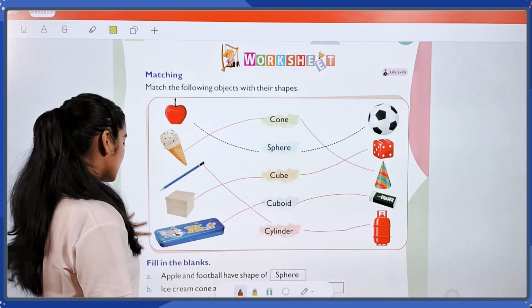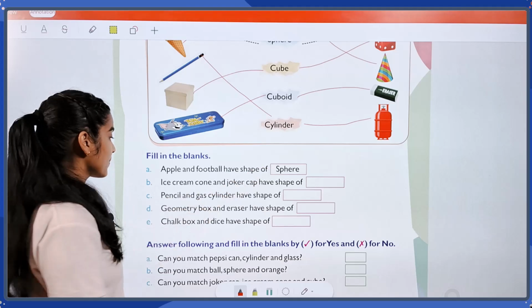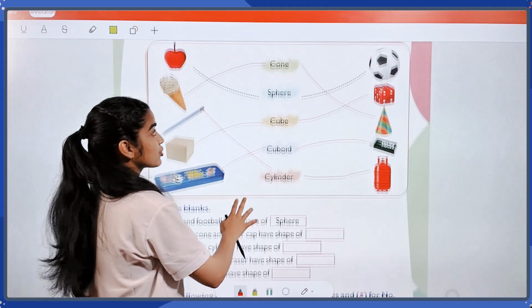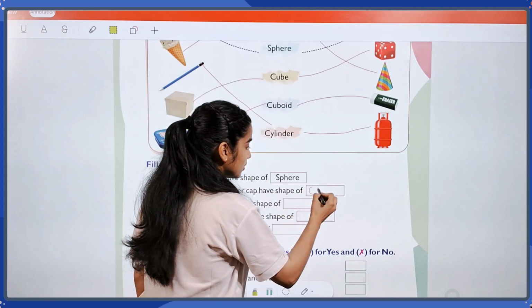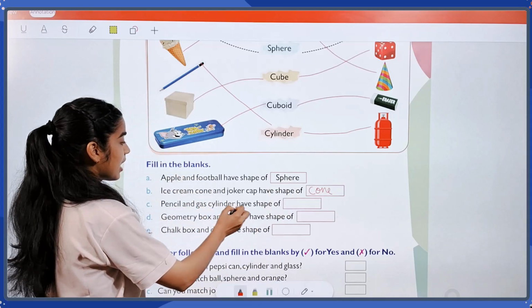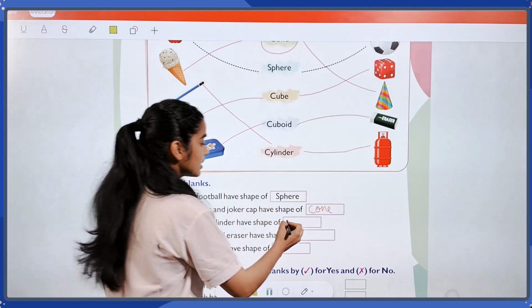Okay students, now filling the blanks. Apple and football have the shape of sphere. Ice cream cone and joker cap have the shape of which? Cone. So you have to write here cone. Next, pencil and gas cylinder have the shape of... So pencil and gas cylinder have the shape of cylinder.